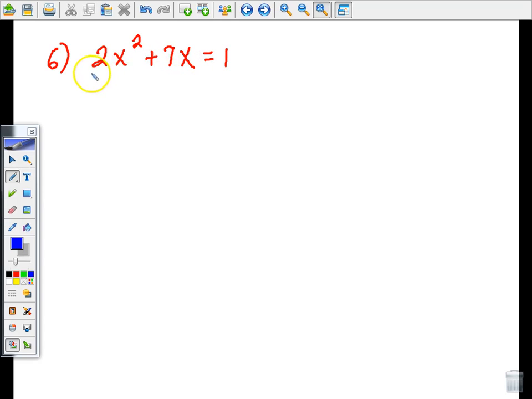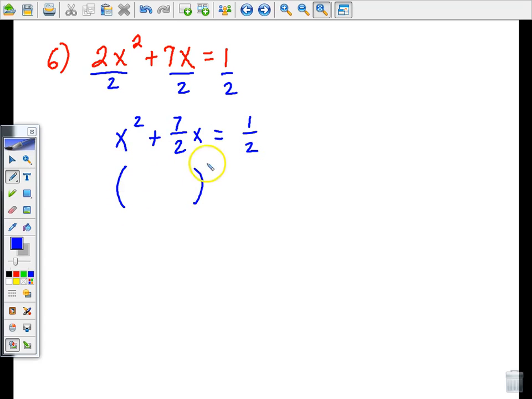It's ready to go, except all the terms need to be divided by 2. So that gets me to x squared plus 7 over 2 x equals 1/2. All right, set up the quantity squared, x plus, remember 7/2 divided by 2 is just 7/4. Just multiply the denominator by 2. And 7/4 squared needs to be added, really to both sides, but in this case I'm just going to show it on the right. 7 squared is 49, 4 squared is 16.